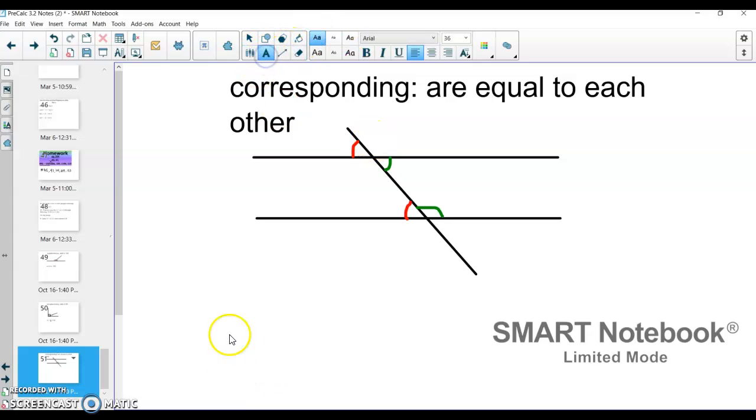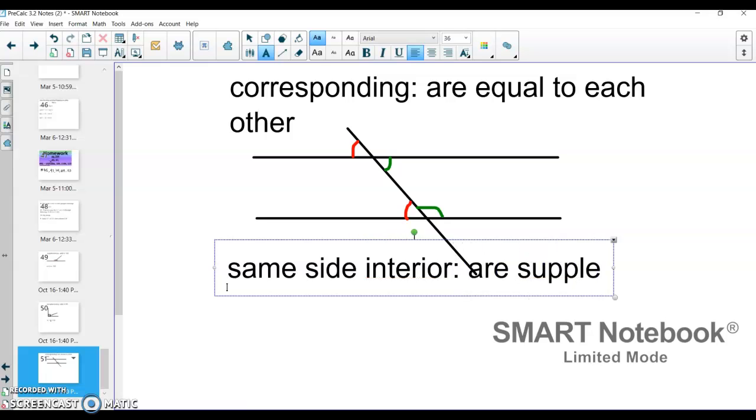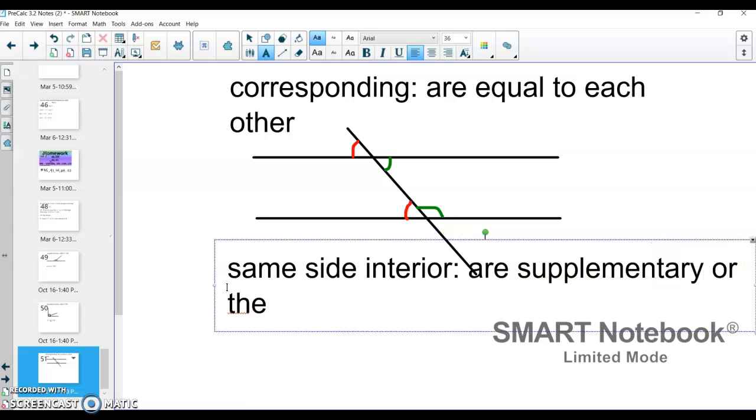And what we say about same side interior are supplementary, or they add up to 180.